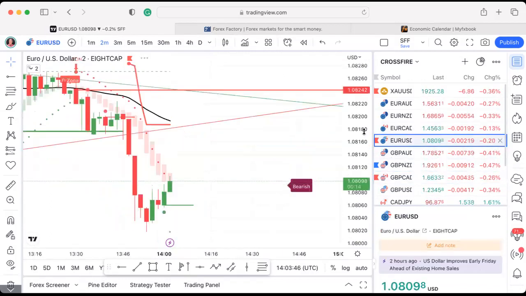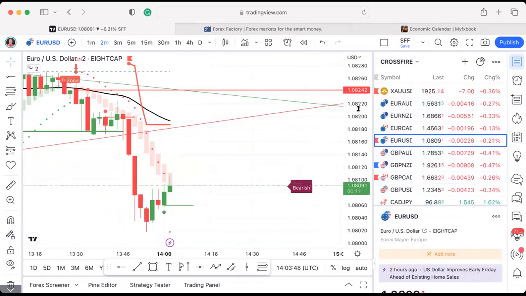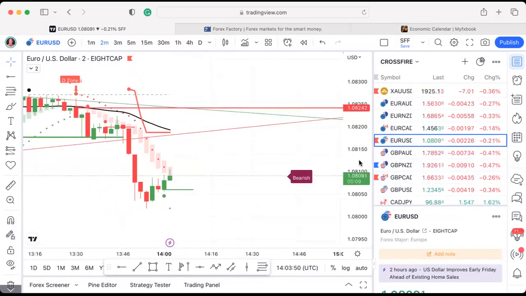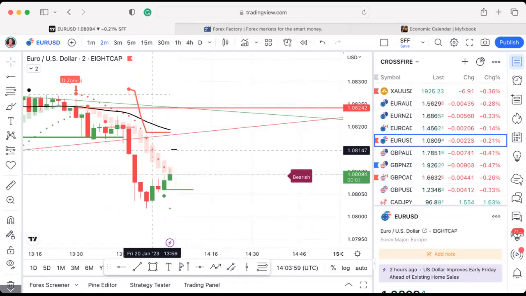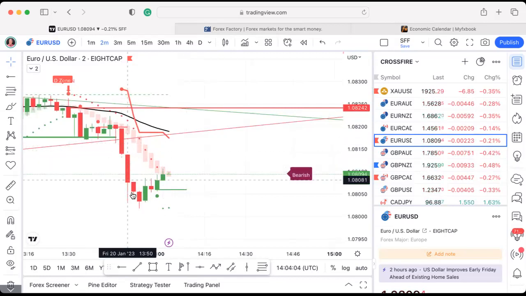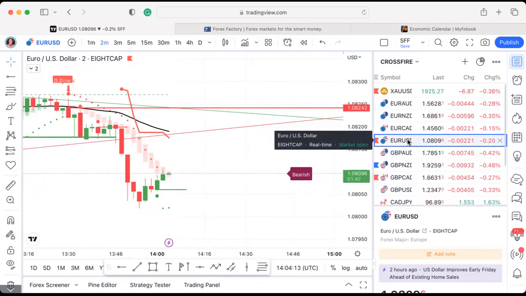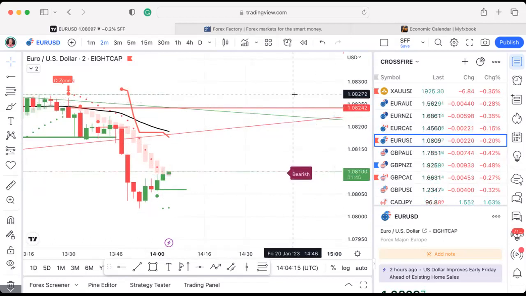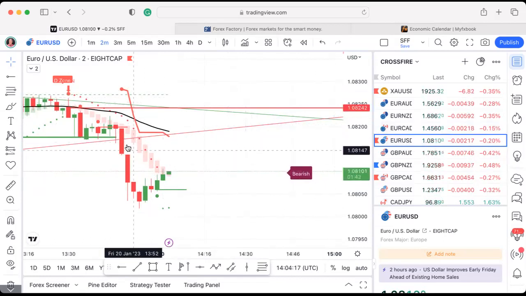Euro US. I didn't get into one there. It's dropped below my sell trend line. And I could have got in, I could have got a few pips there. It's too late now. I was actually not really looking at the US pairs because I'm expecting price to move around about 3 o'clock. But I missed an opportunity there.